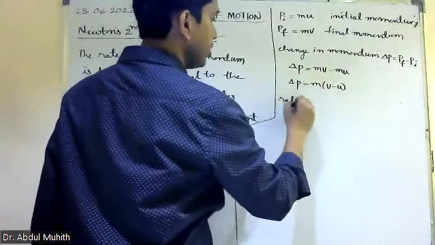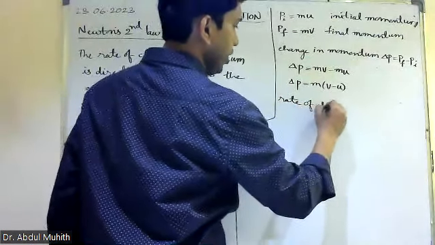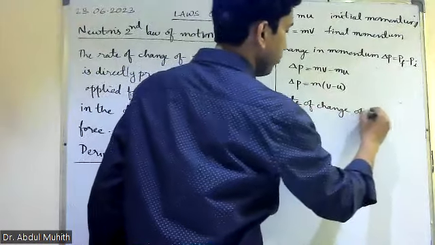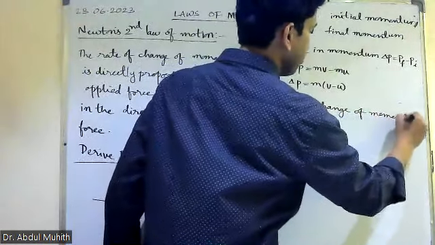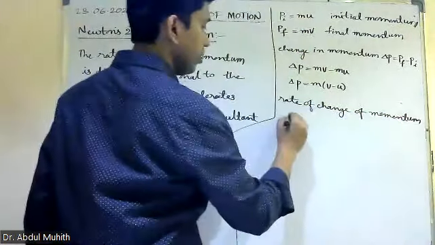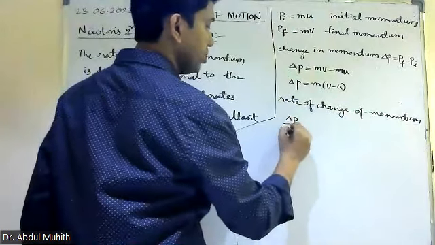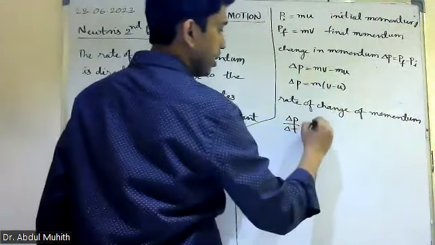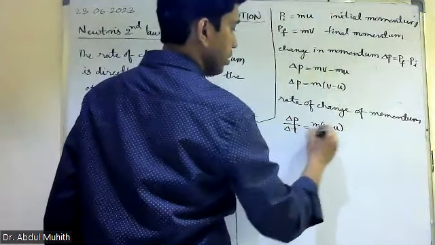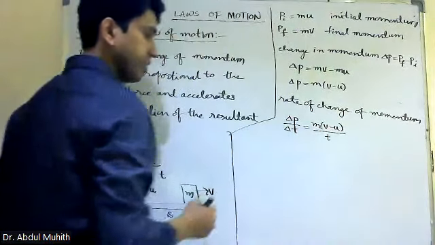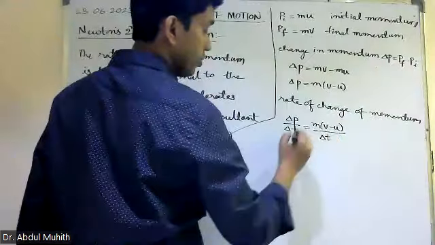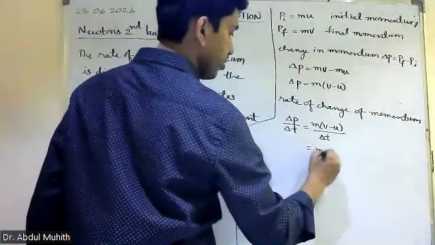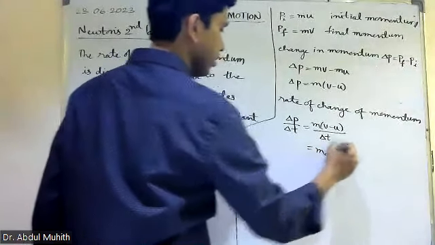Now we have rate of change of momentum. So that is delta P by delta T. How much time, how much change in momentum? So we write here m into (v minus u) by T, or delta T, whatever it is. You can write delta T, no problem. So that can be written as m into a. So this is equation number 1.